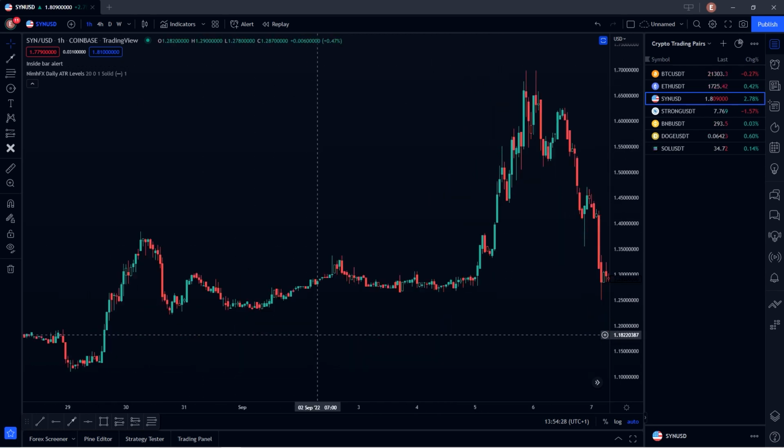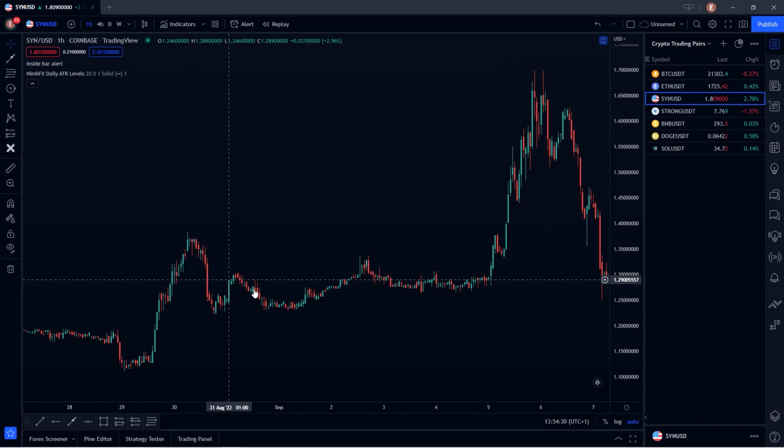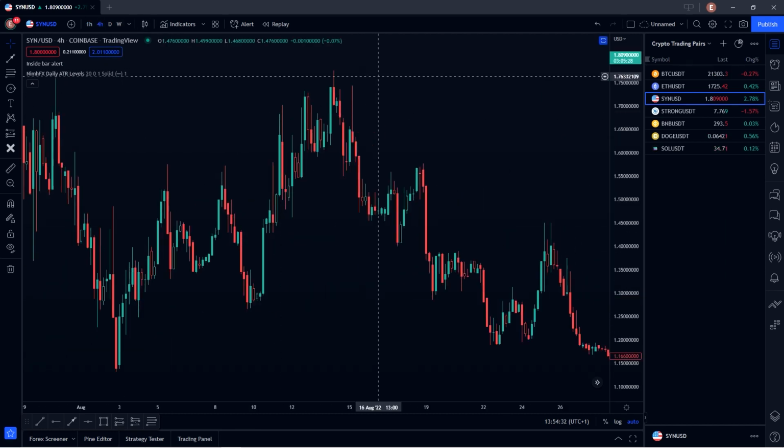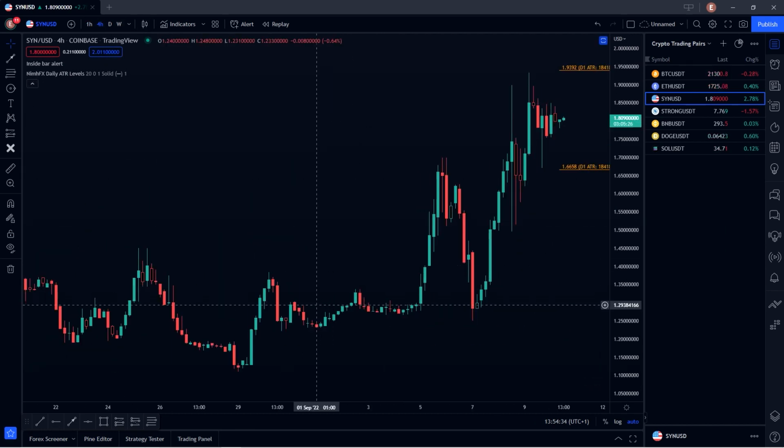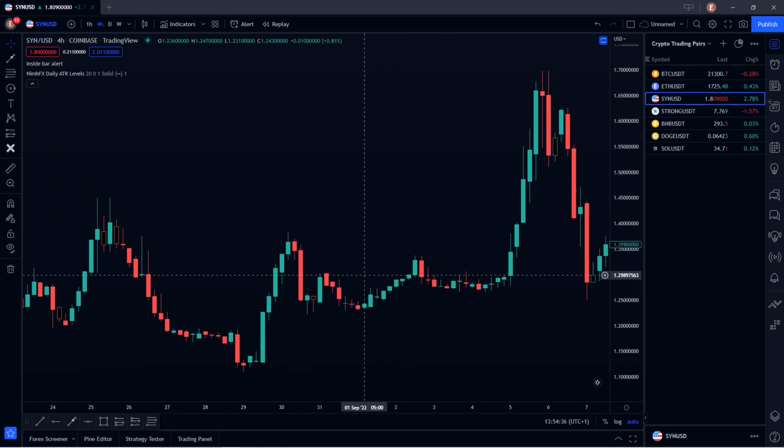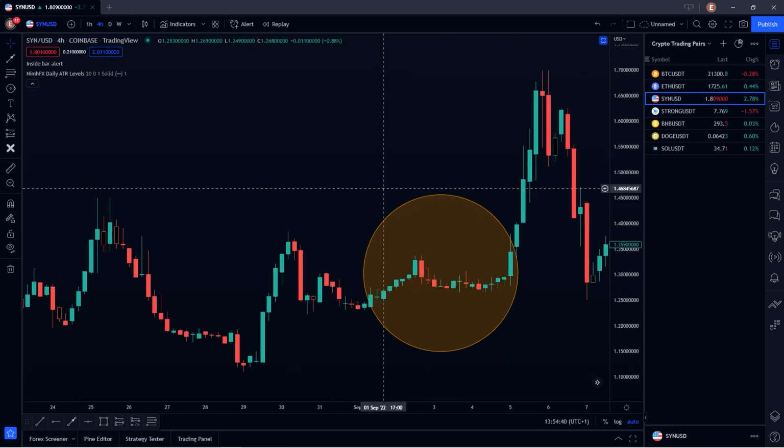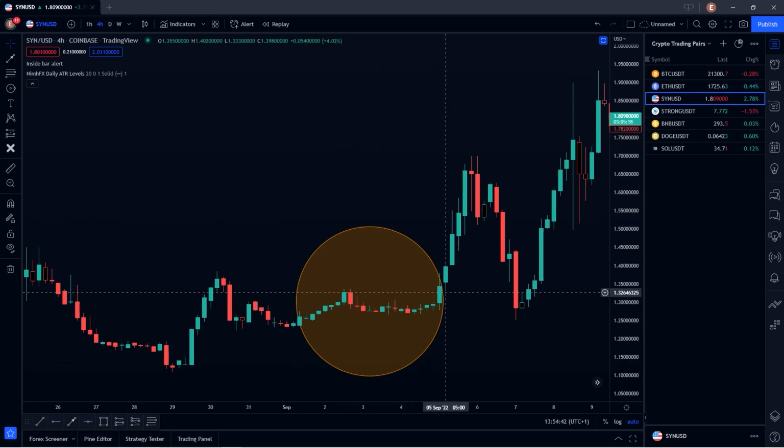I'm on the hourly chart. I'm on the 4-hourly. It's all the same, really. Price spent a long time in this zone here. Let me draw this out. There, look at that. It spent a long time in this zone. It broke out on September 5th. It's on the 4-hourly. Go back to the 1-hourly.